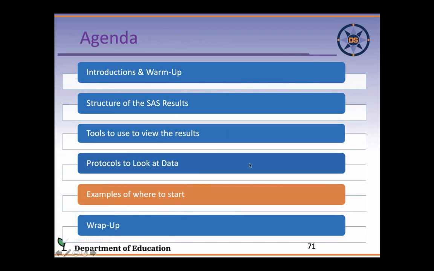Okay, we move to the final little section here. So this is examples of where to start, which is always the question. Where do I start with all this information? I've got so much data. What do I do?